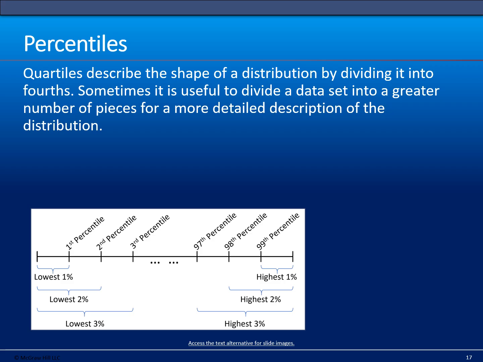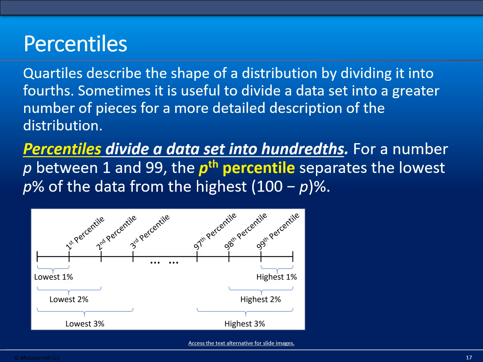Quartiles describe the shape of a distribution by dividing the data points into fourths, as we just saw. Sometimes it's useful to divide a data set into a greater number of pieces for a more detailed description. And percentiles is something that we use very much. Most people understand percentiles. 100% is everything, 50% off is half the price, etc. So using percentiles is a well-known kind of measurement for the majority of the population, even those who might think of themselves as mathematically challenged. Percentiles divide the data set into hundredths.